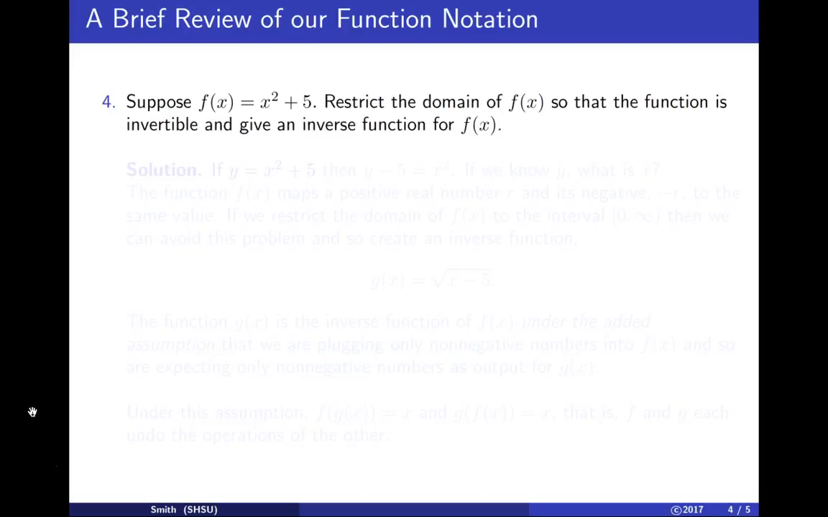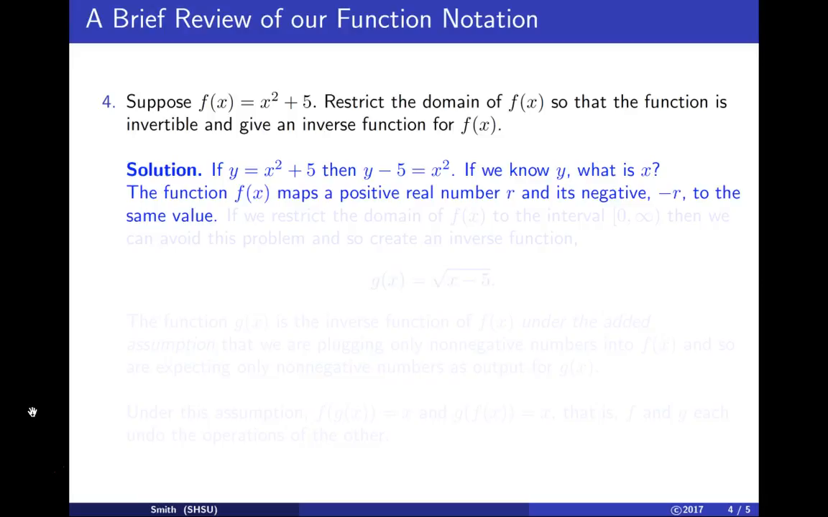On the other hand, we're also going to need to think about inverse functions. So let's look at this notation. If f of x is x squared plus 5, we can restrict the domain of f of x so that the function is invertible and give an inverse function for f of x. In this case, if y is x squared plus 5, then y minus 5 is x squared. Our goal, now that we've been given that if you stick in x, you get out y, is to switch that so that if you give me y, we can find x. If y minus 5 is x squared, if we know what y is, can we work out what x is?